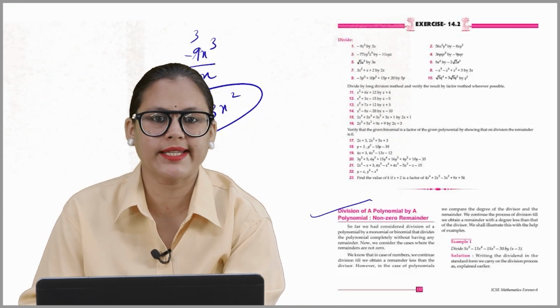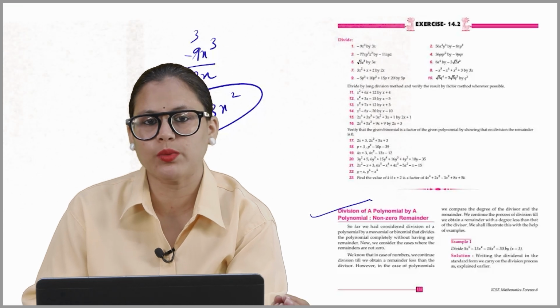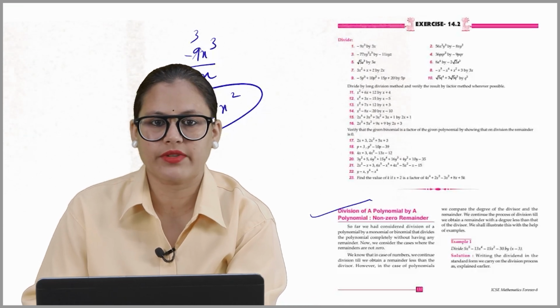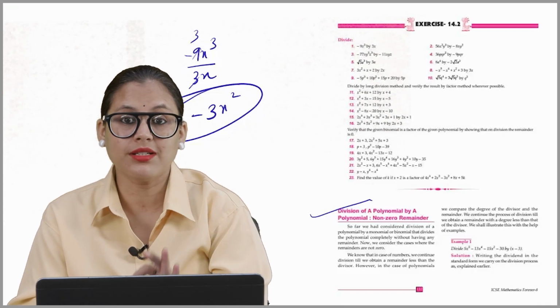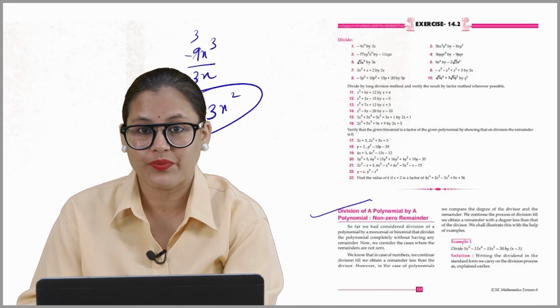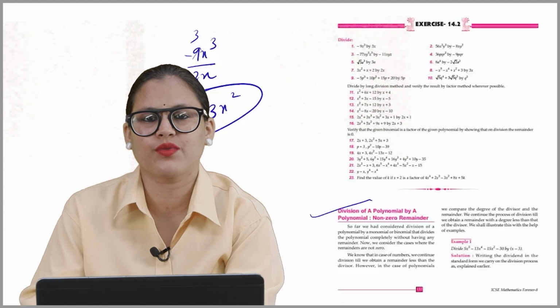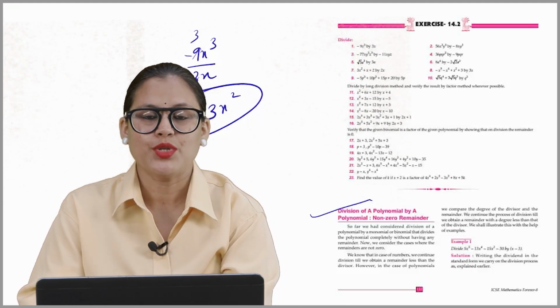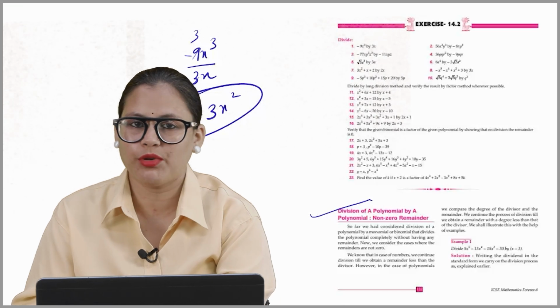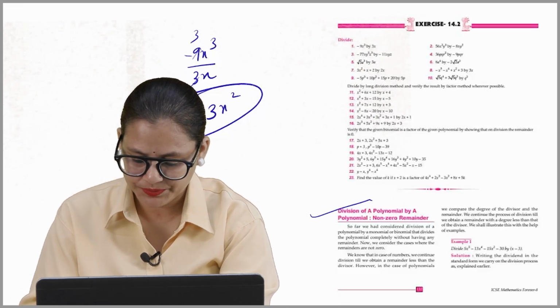We know that in case of numbers, we continue division till we obtain a remainder less than the divisor. However, in the case of polynomials, we compare the degree of the divisor and the remainder. We continue the process of division till we obtain a remainder with a degree less than that of the divisor. So, we shall illustrate this with the help of examples. So, an example is given here.